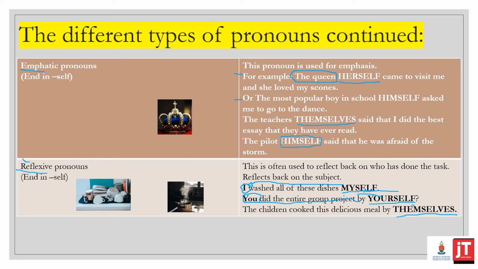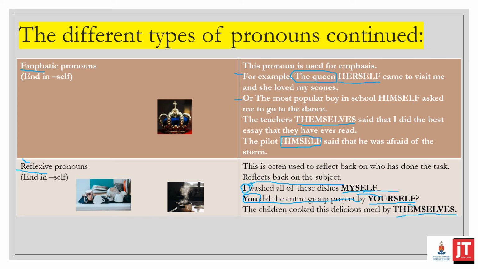Reflecting back. What does it mean to reflect? It means to look in a mirror is reflective. If you look in the mirror, it's looking back at you. If you are reflecting on your life, you are looking back on your decisions, on your memories. So it's called reflexive because it's at the end and it's looking back at the subject.